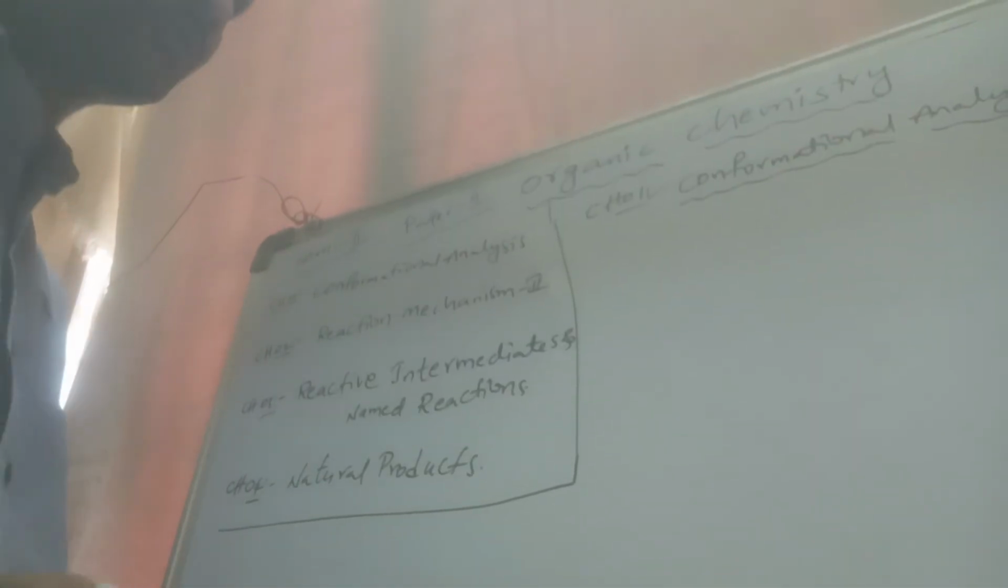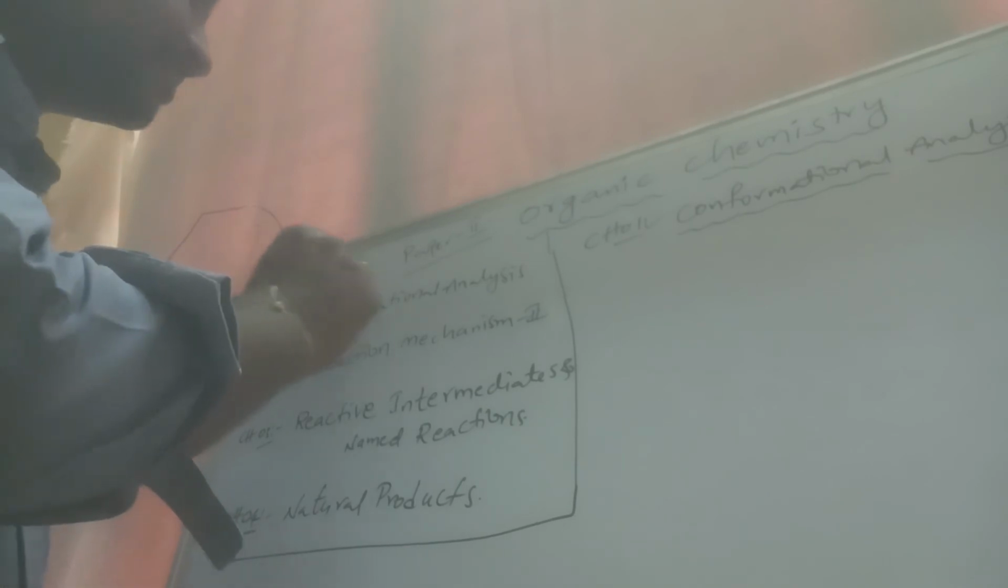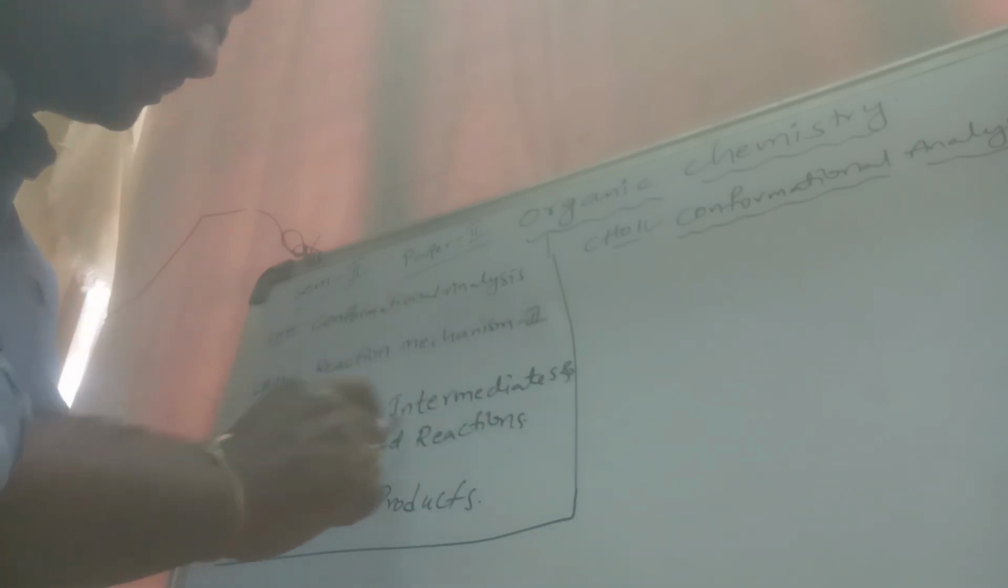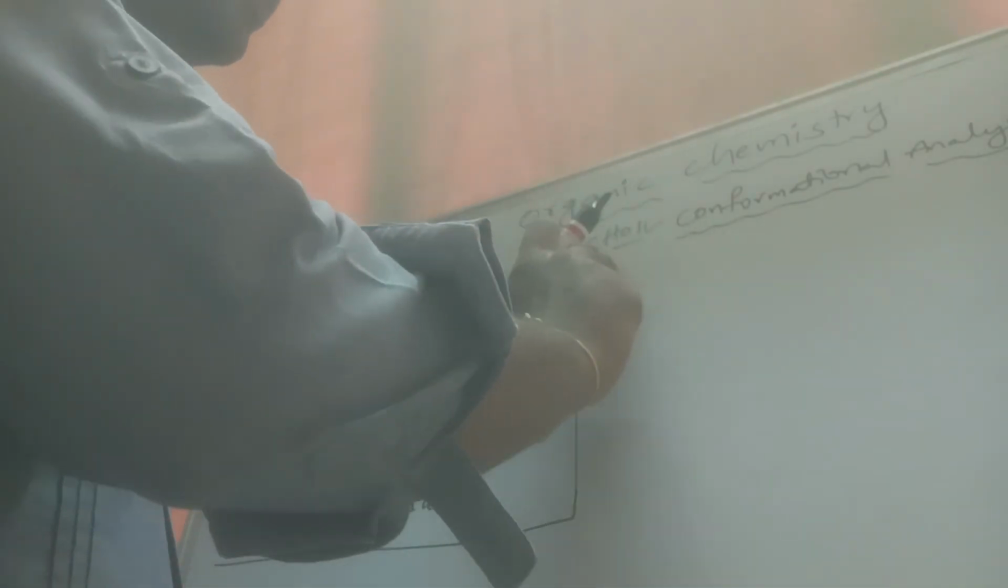Good morning, students. Here, organic chemistry is our topic. This is the second semester, paper 2, and it has 4 chapters: conformational analysis, reaction mechanism 2, reactive intermediates, and named reactions and natural products. So now we start lesson 1, conformational analysis.